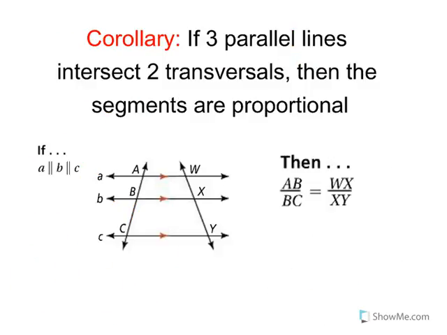Okay, so next we're going to look at a corollary. A corollary is just an extension of a theorem. So this is just an extension of the side splitter theorem. It says if 3 parallel lines intersect 2 transversals, then the segments are proportional. So instead of having 2 parallel segments within a triangle, we're just going to have 3 parallel lines, and then they get intersected by 2 transversals. And it's going to work the same way. We're splitting the sides. This part over that part has to equal this part over that part. Making sure that your segments are across from each other in the picture or across from each other in your proportion.